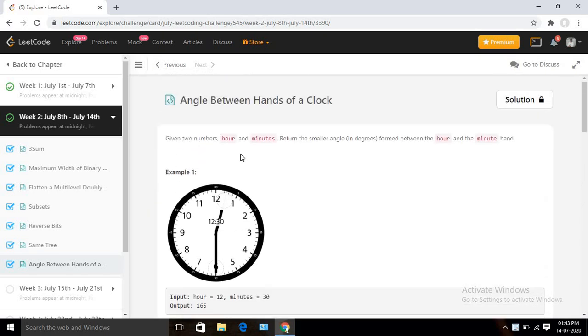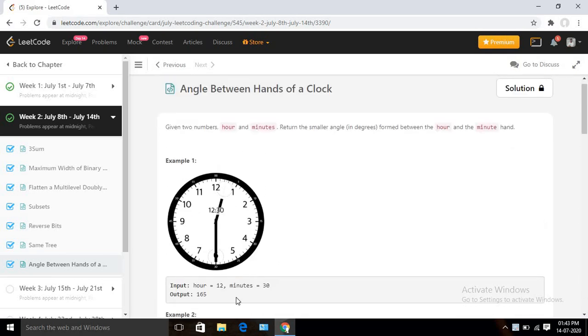Today we are going to solve day 14 of the July LeetCode Challenge. Today's problem is the angle between hands of a clock. If you read the problem statement, they are saying that you will be given two inputs, hours and minutes, and you need to calculate the smaller angle and return that. You need to calculate the angle between the hour hand and the minute hand, right?